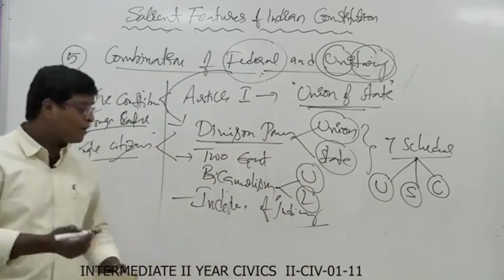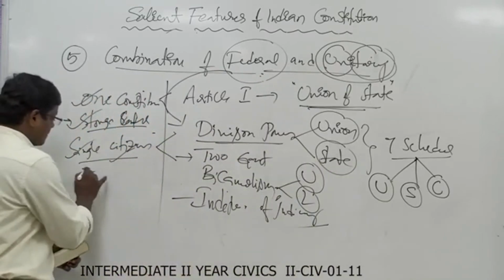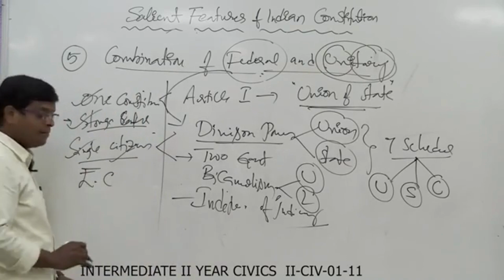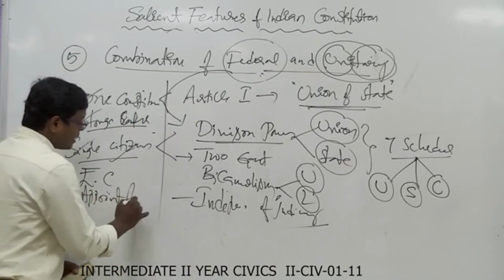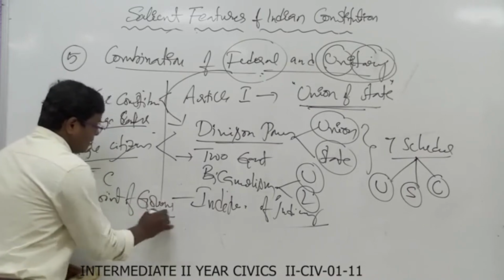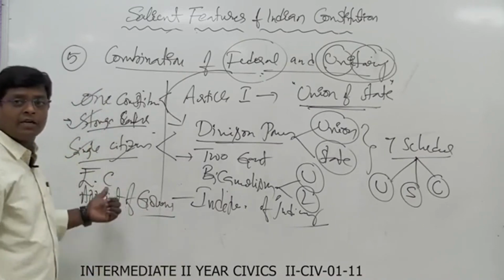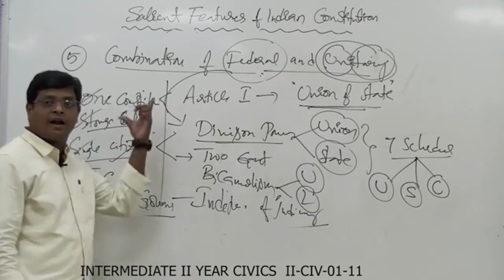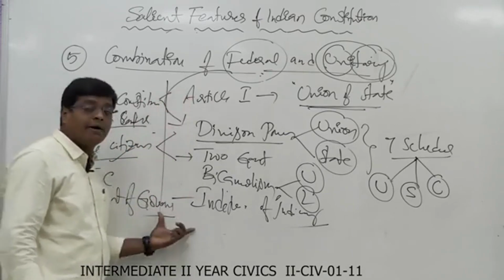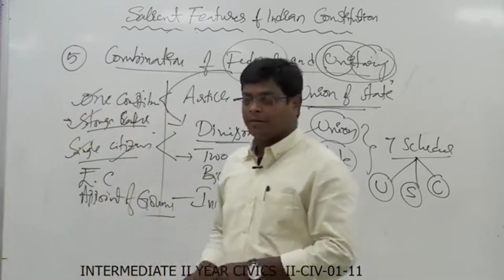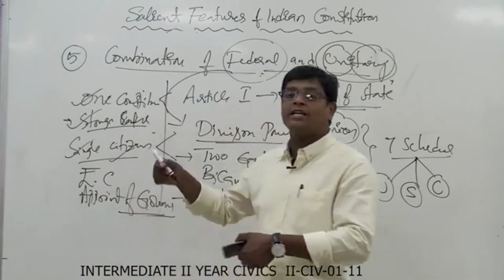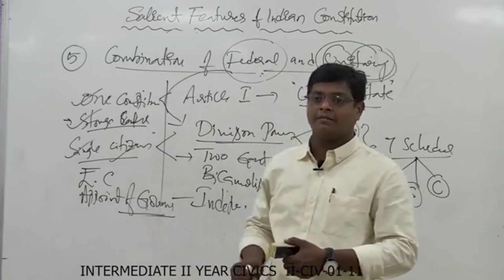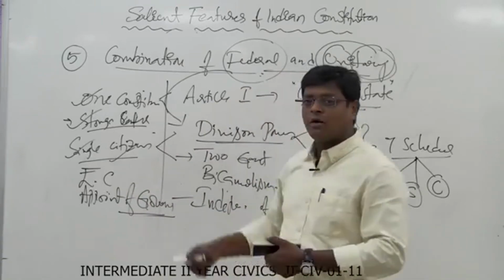At the same time, the election system, one election commission, and the appointment of governors. Governors are appointed by the President of India. The President of India comes under the central government, but the governors work in the state government. Here the governor is the head of the state, but he is appointed by the central government. Is it a unitary feature or not?